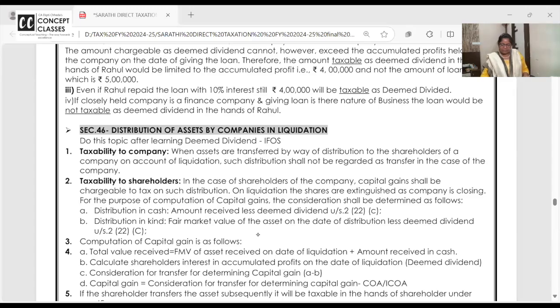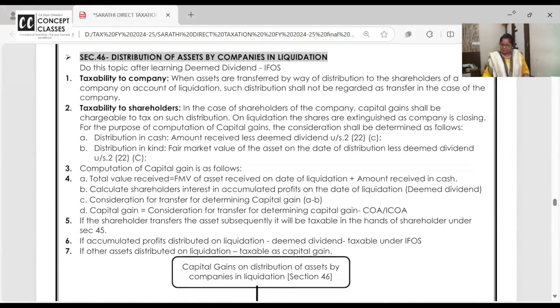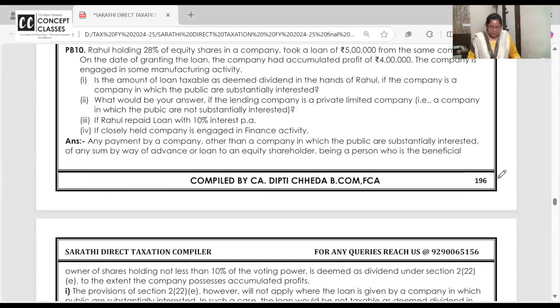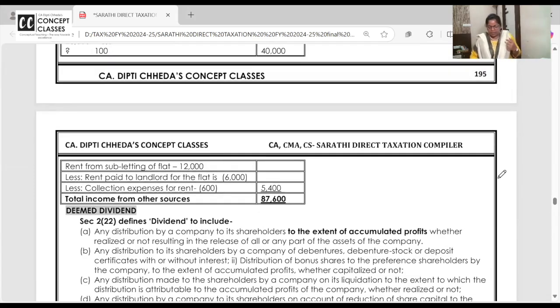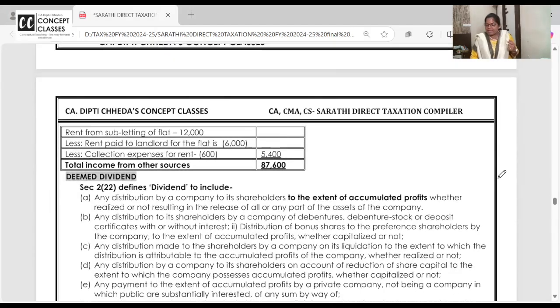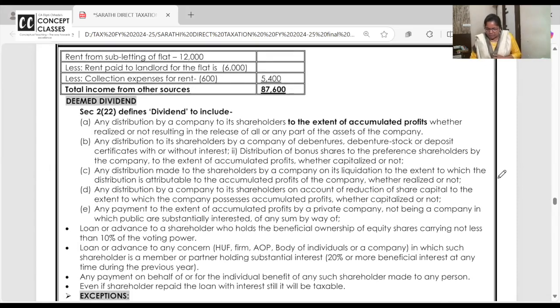Either you can do that in income from other sources or in capital gains. Come to income from other sources. There I have added this, the concept of deemed dividend. So we all know that dividend is taxable in income from other sources, whether it is interim dividend or final dividend. Now there's a concept of deemed dividend out of accumulated profits.